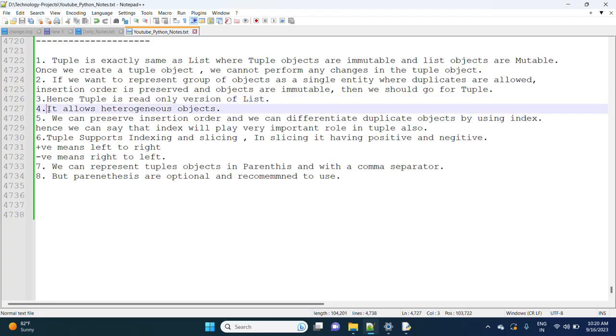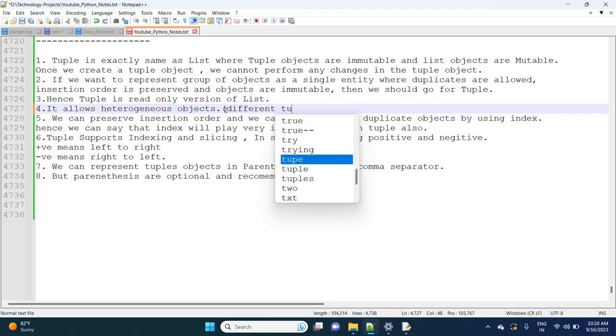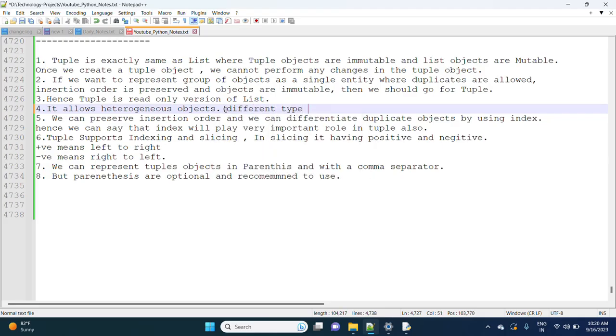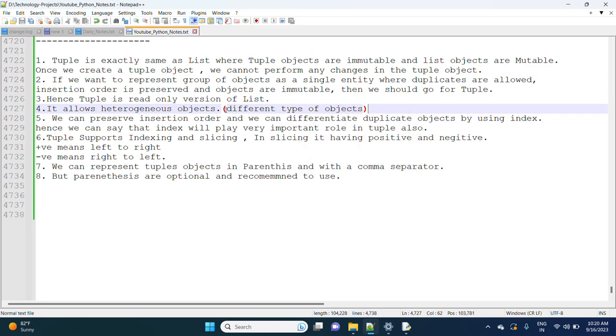Next point, it allows heterogeneous objects also. Heterogeneous means different types of objects. That means in one tuple you can take a number, string, list, anything you can take. That is nothing but heterogeneous objects.